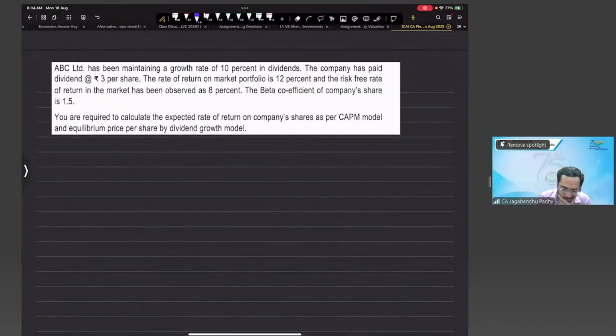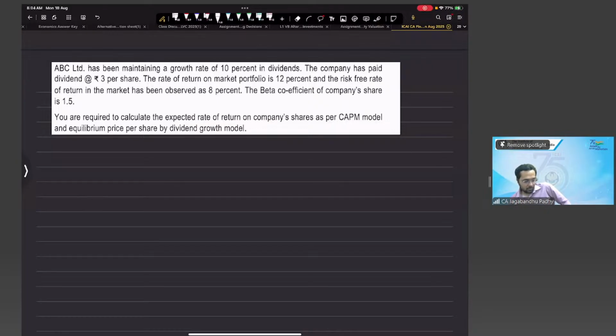ABC has been maintaining a growth rate of 10% in the dividends. The company has paid a dividend of rupees 3 per share. The rate of return on market portfolio is 12%, and the risk-free rate of return in the market has been observed as 8%. The beta coefficient is 1.5. You are required to calculate the expected rate of return on company shares as per CAPM model and equilibrium price per share by dividend growth model.